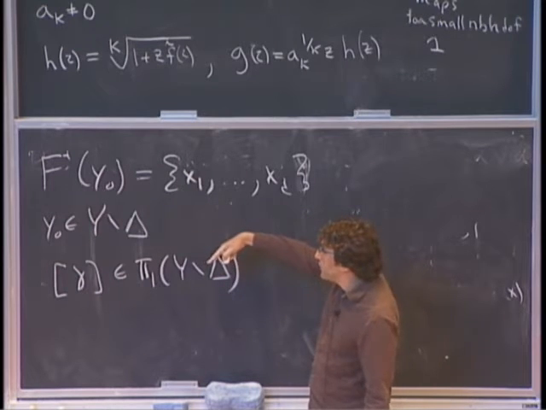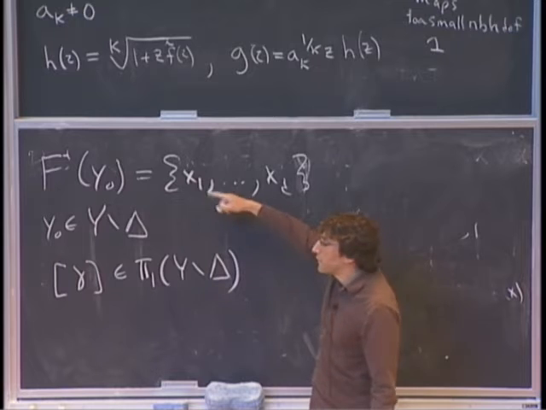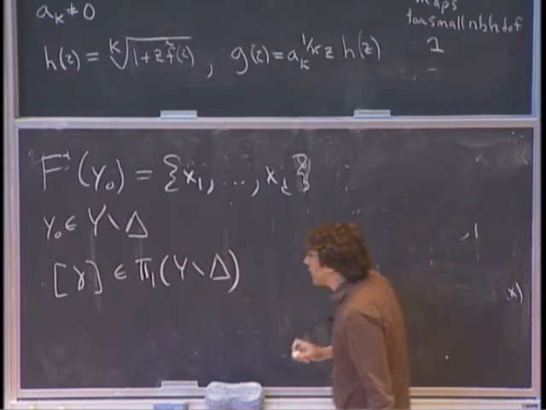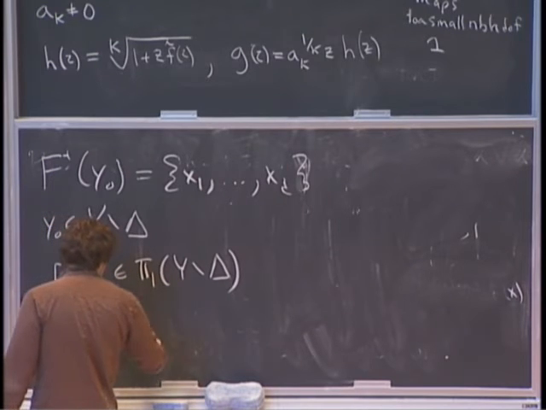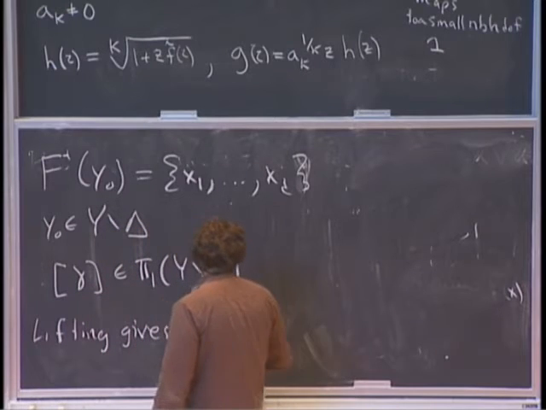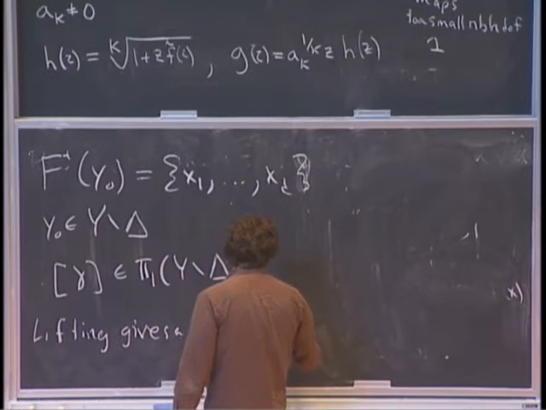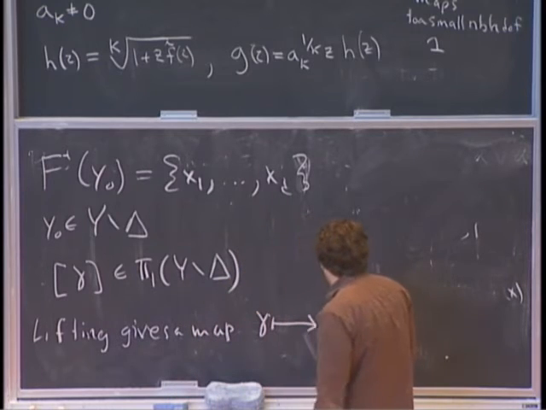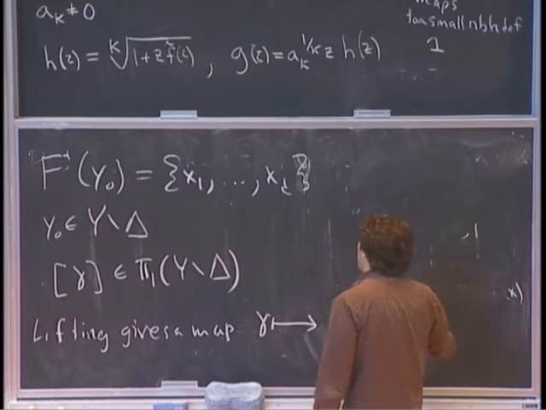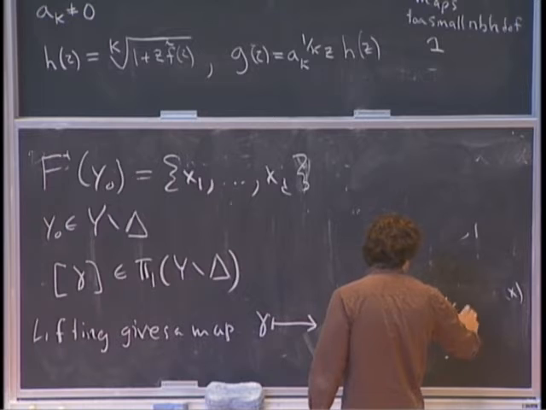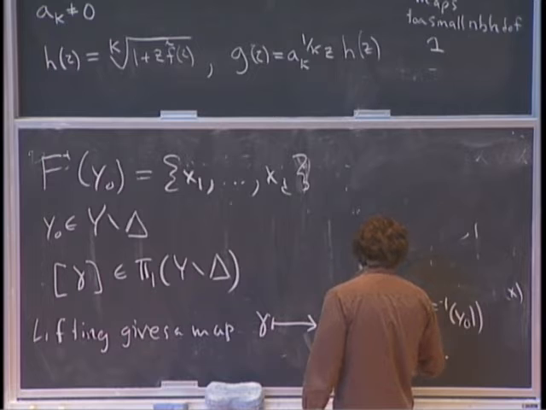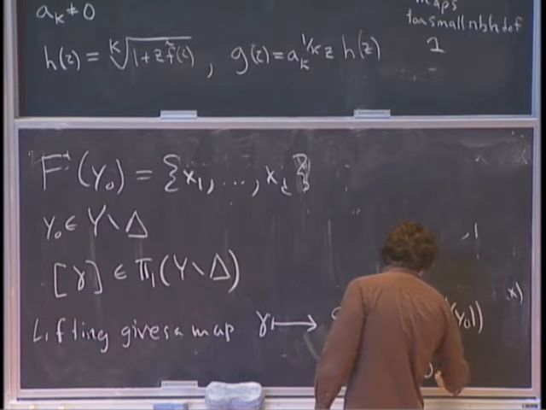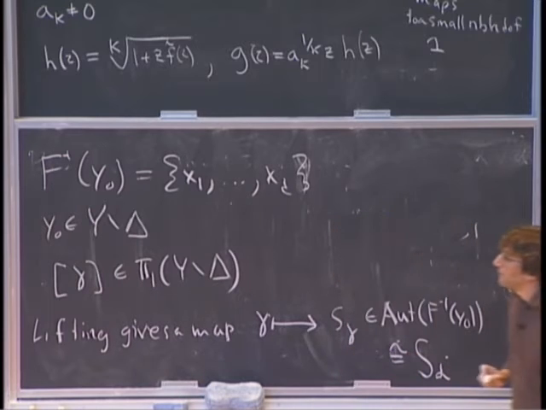And the point is, for each loop we choose, and each base point we choose here, we'll get a different point. So what that should say is that if we do the lifting, we get a map from gamma, and to each gamma we associate an element, let's call it S sub gamma, which is an element of the automorphism group of this preimage of y0, which of course is the same as an element which we identify with the symmetric group on D letters, right?